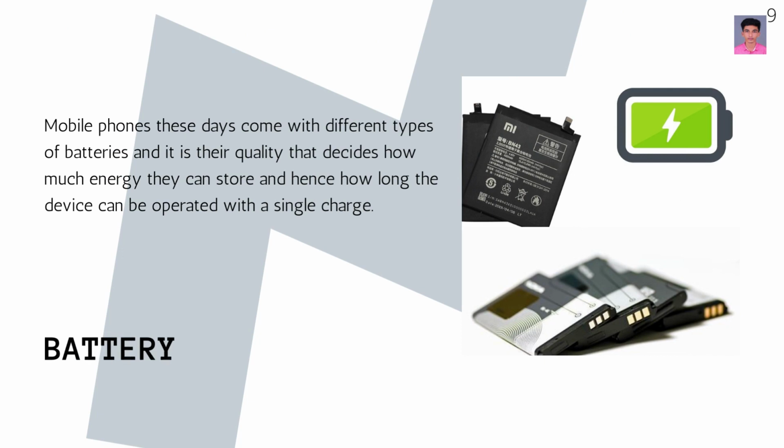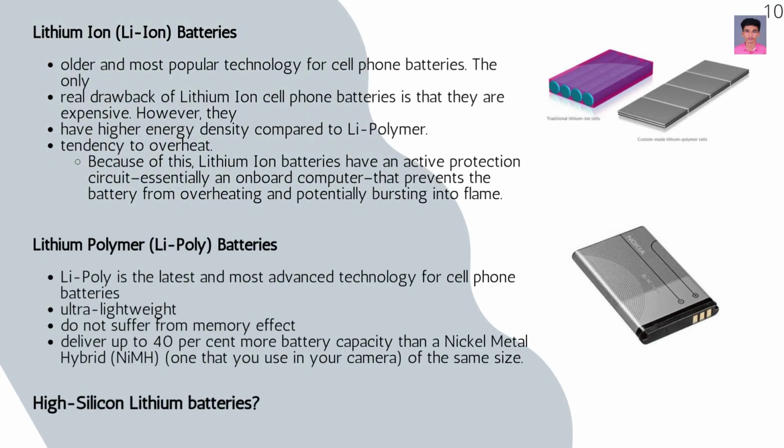Then comes battery. Mobile phones these days come with a lot of different types of batteries, and it is their quality that decides how much energy they can store and hence how long the device can be operated with a single charge. So there are three types of technologies currently. So first one is lithium ion batteries. It is the older and most popular technology for cell phone batteries.